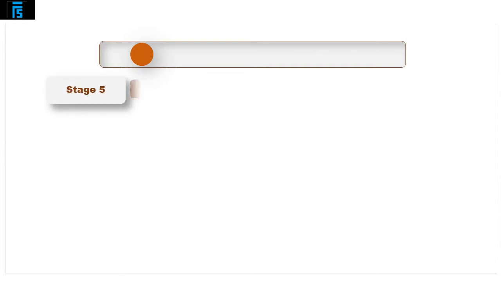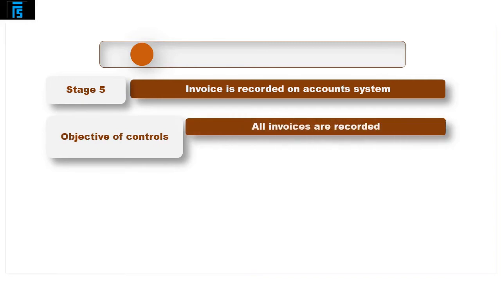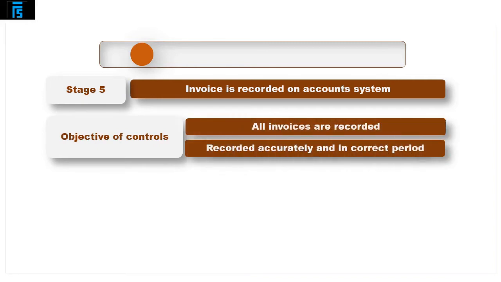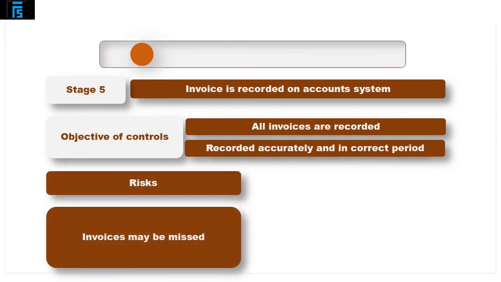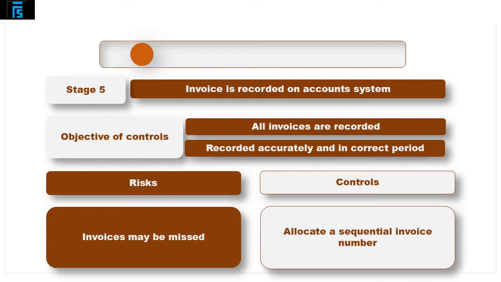Stage 5 is the recording of the invoice on the accounting system. The objective is to ensure all invoices are recorded and they are recorded accurately and in the correct period. A risk is that invoices may be missed and payables and purchases understated. A control could be to ensure each invoice when received is allocated a sequential invoice number. The sequence should be checked regularly on the system to ensure no invoices have been missed.